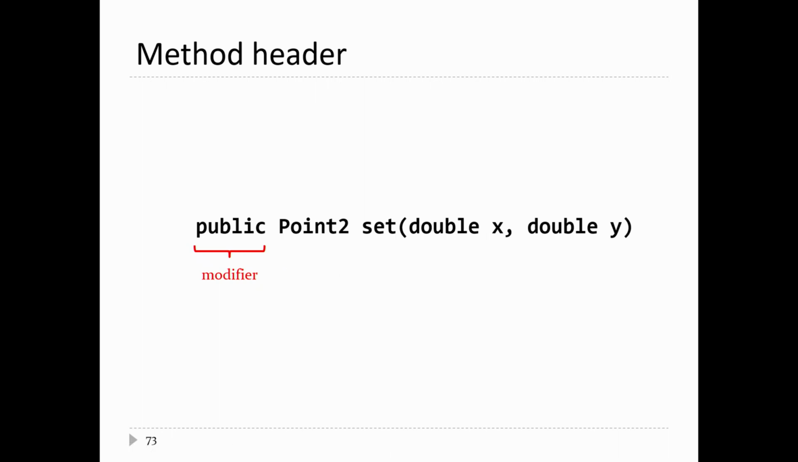And so our set method, its modifier is public. The next part is the return type, so it returns a reference to a point2 object. The next part is the name, so it's called set. And then the next part are the two parameters that are passed to the method. Remember in Java, all parameters have types, so it's double x and double y. If you're a Python programmer, it's just x and y, but in Java, they have to have types. And x and y are just variables that belong to the method.